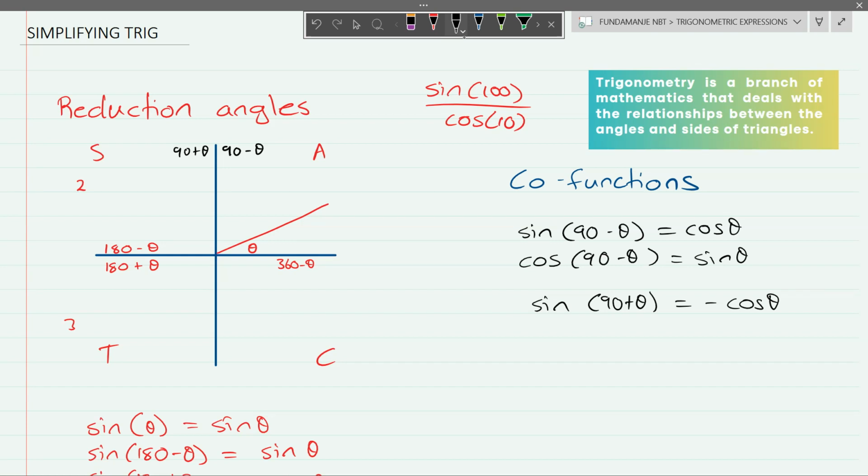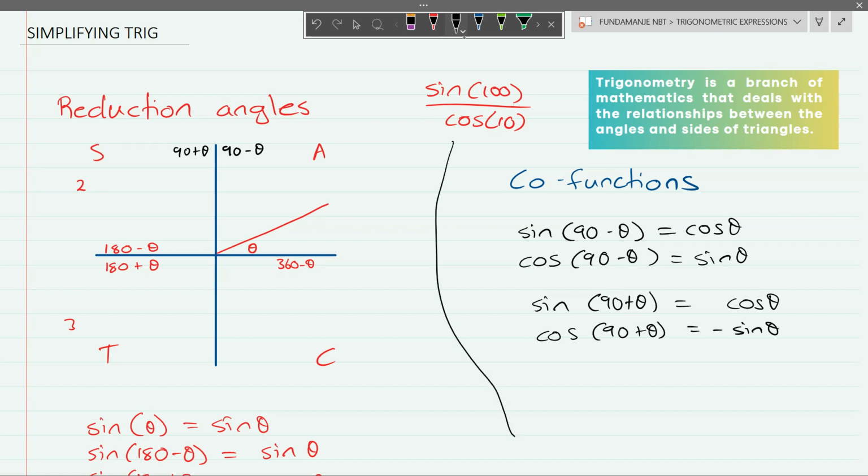And then we have cos of 90 plus theta. Since this is in the second quadrant, it is going to change into negative sine theta, like that. So these are cofunctions.